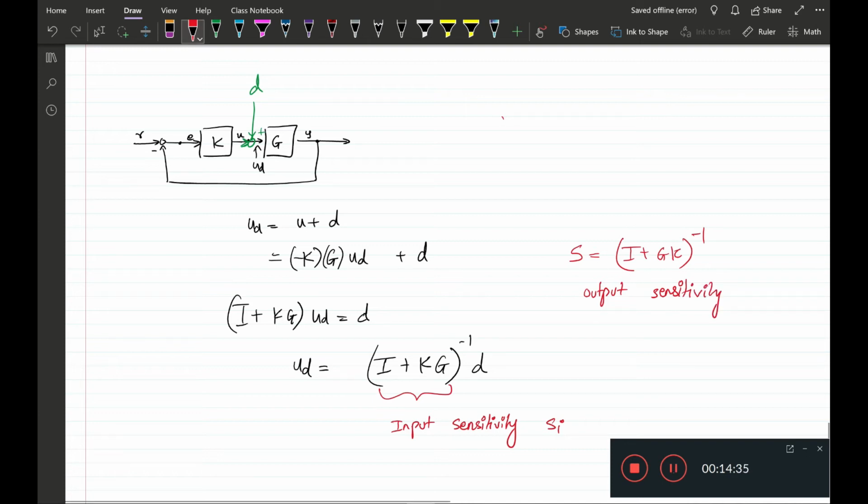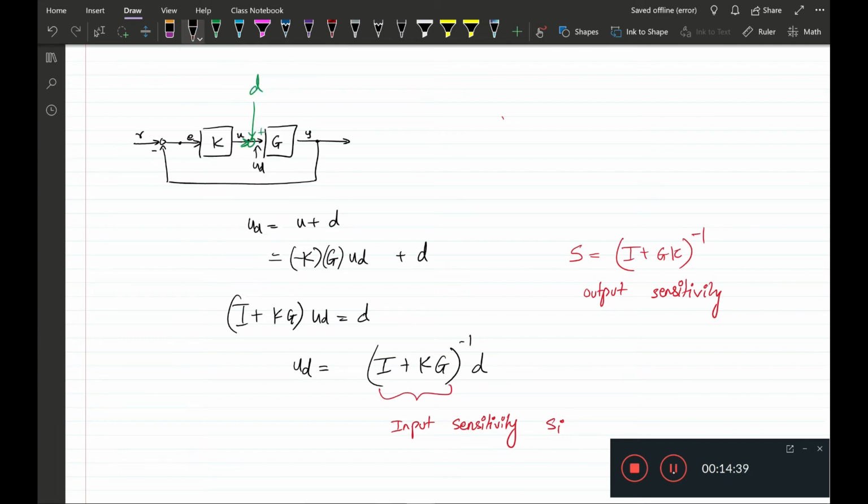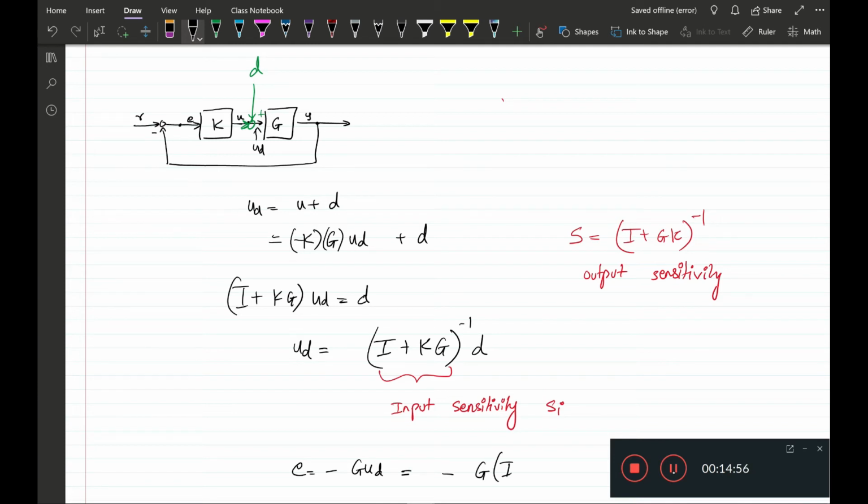Now let's go back to what we were doing. We want to find the transfer function from D to E, so we have up to UD, and now E is just minus G times UD. So we have that is nothing but minus G times I plus KG inverse.